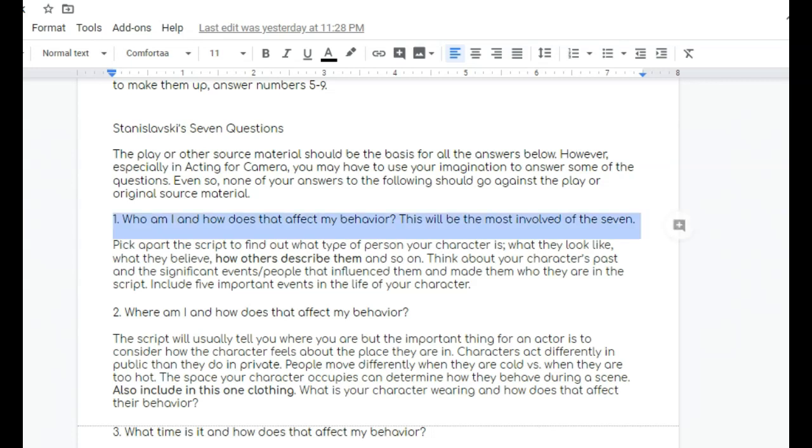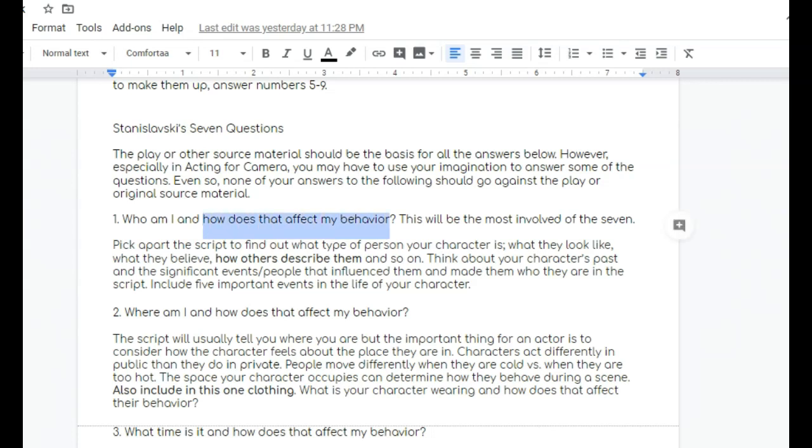So, who am I? And how does that affect my behavior? The most important, as you will see in a moment, and this is the most important aspect of all of these questions.